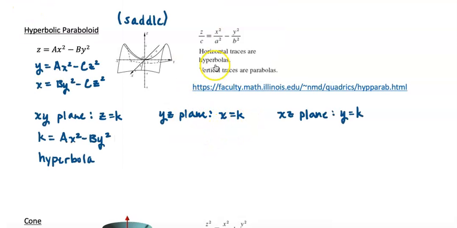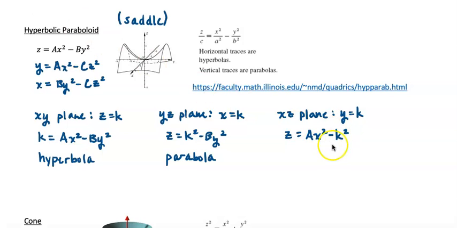On the yz plane, we know that x is equal to some k, and so we have an equation in the form z is equal to k squared minus by squared. Because k is a constant and y is the only variable that's squared, we know this is going to be a parabola. Finally, when y is equal to k on the xz plane, we have an equation of the form z is equal to ax squared minus k squared. And again, because k is a constant, this is also going to be a parabola.